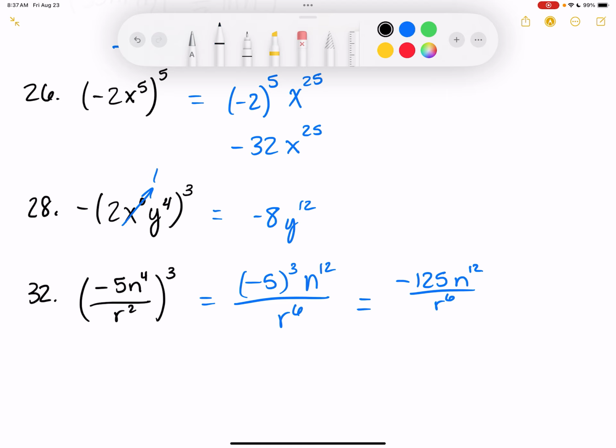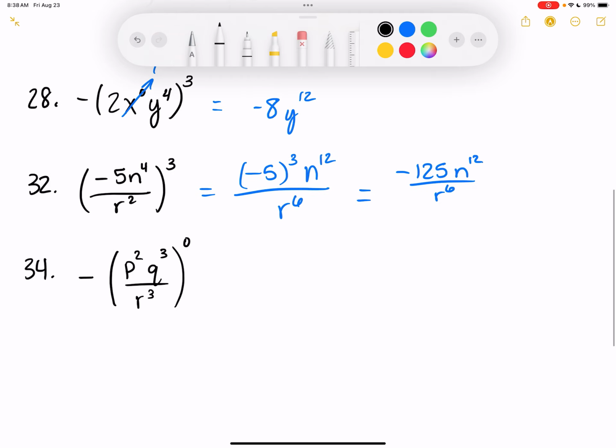One more thing I want us to see with one of these. 34, negative, and then the parentheses, p squared q cubed over r cubed, and the whole thing is raised to the 0 power. So what is that equal to? Negative 1. Because anything raised to the 0, no matter what it is, always equal to 1, and we have the negative out front. Good.